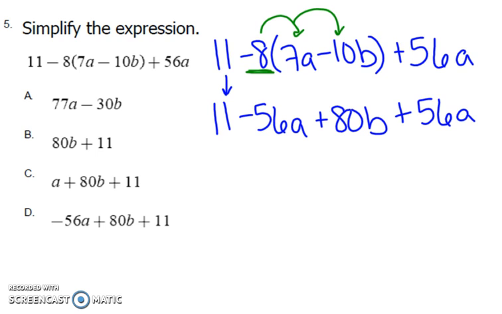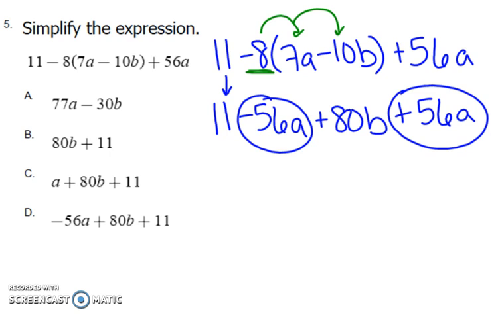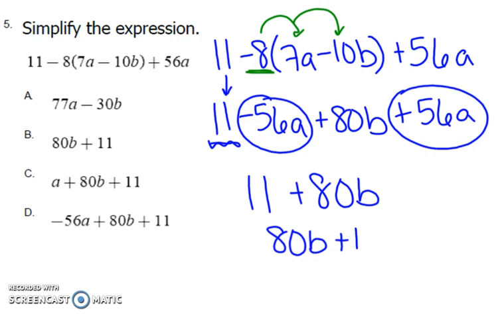Well, now, if we go to combine our like terms, I have a negative 56a and a positive 56a. I have an 11, which is my constant, but it can't be combined with the 80b because that has a variable. So the only terms that can be combined are negative 56a and positive 56a. Negative 56 plus 56 is 0. If it is 0, we don't write it down because 0 times a, no matter what value I give you for a, is always going to be 0. So I'm just left with 80b plus 11, or 11 plus 80b, which we're going to put in alphabetical order to become 80b plus 11.